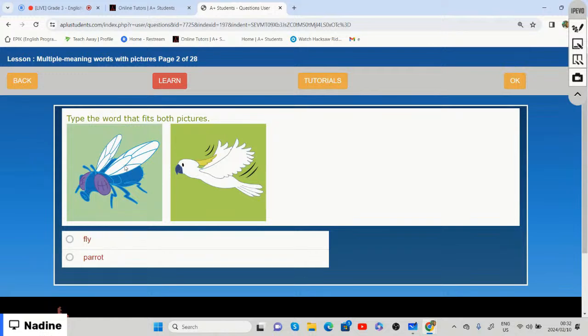So one is an irritating insect that is flying, like maybe a fly. And the second one is a bird that flies. So both of them we call fly, and both of them fly. So fly, well done. It's fly. So both of them are fly and also both of them can fly.